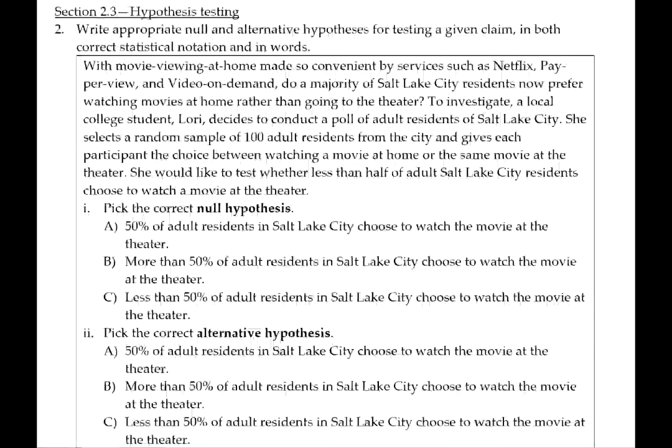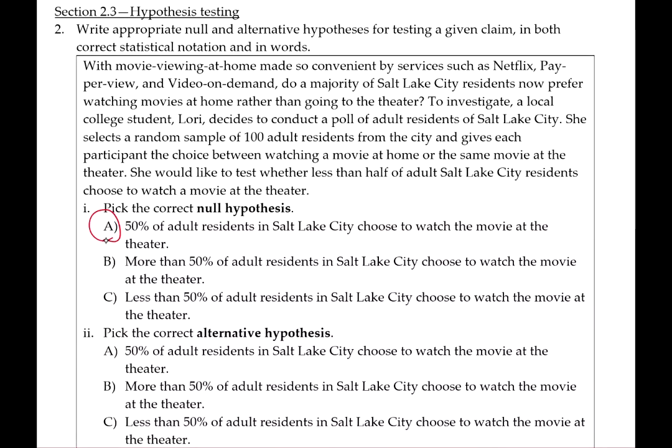So let's read these possibilities. 50% of adult residents in Salt Lake City choose to watch the movie at the theater. Or, more than 50% of adult residents in Salt Lake City choose to watch the movie at the theater. Or, less than 50% of adult residents in Salt Lake City choose to watch the movie at the theater. There's only one statement here of equality, the one that says 50% of adult residents in Salt Lake City choose to watch the movie at the theater. The others are inequalities, greater than or less than. The alternative hypothesis will be a statement of inequality. So B or C would be our alternative hypothesis.